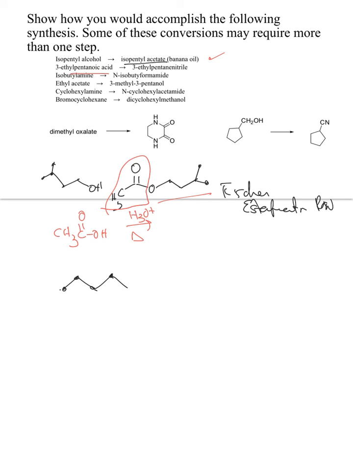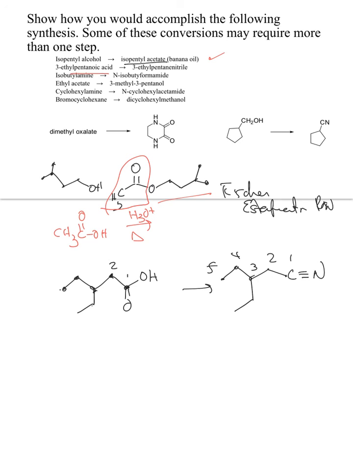Okay, pentanoic acid, so that's 5. 1, 2, 3, 4, 5. That's pentanoic acid, and 3-ethyl. 1, 2, 3. That's 3-ethyl, and you want to make the nitrile. So, pentane nitrile. 1, 2, 3, 4, 5.